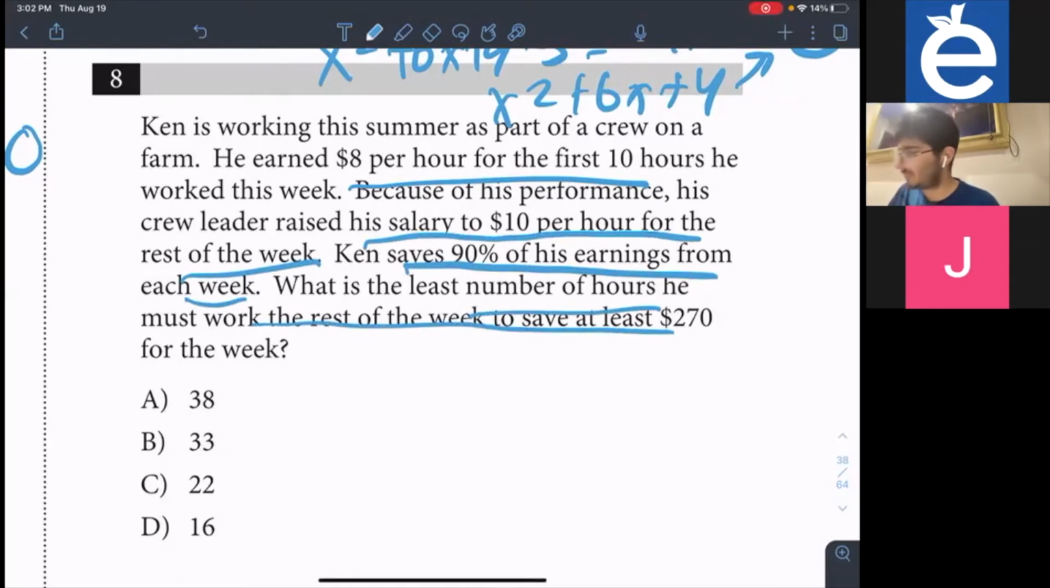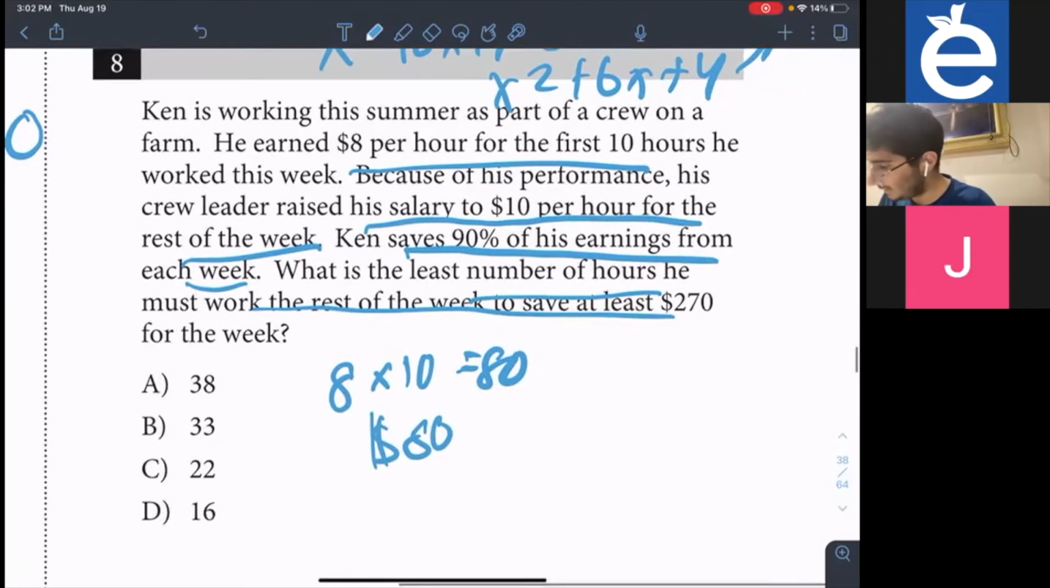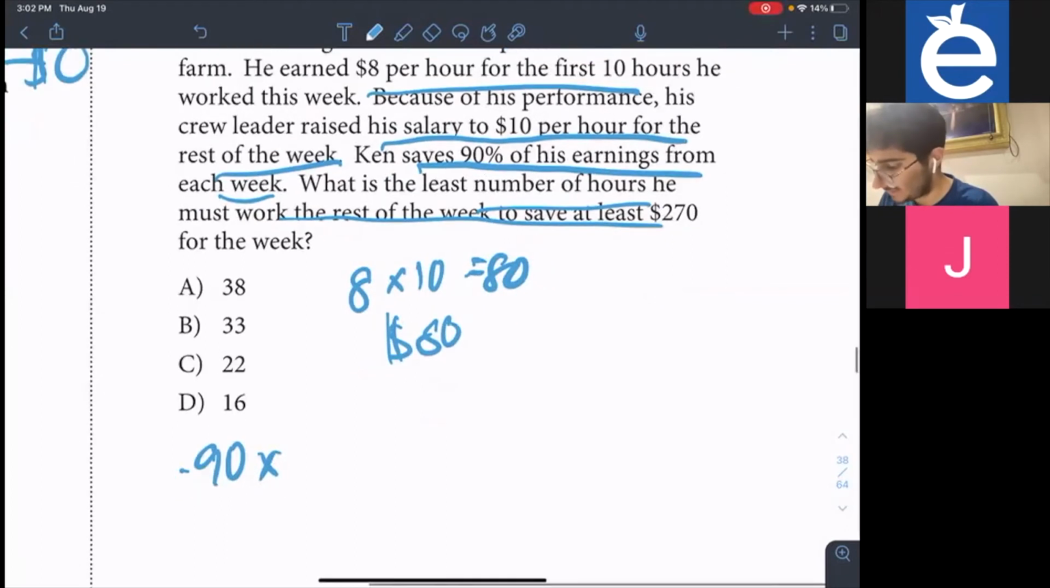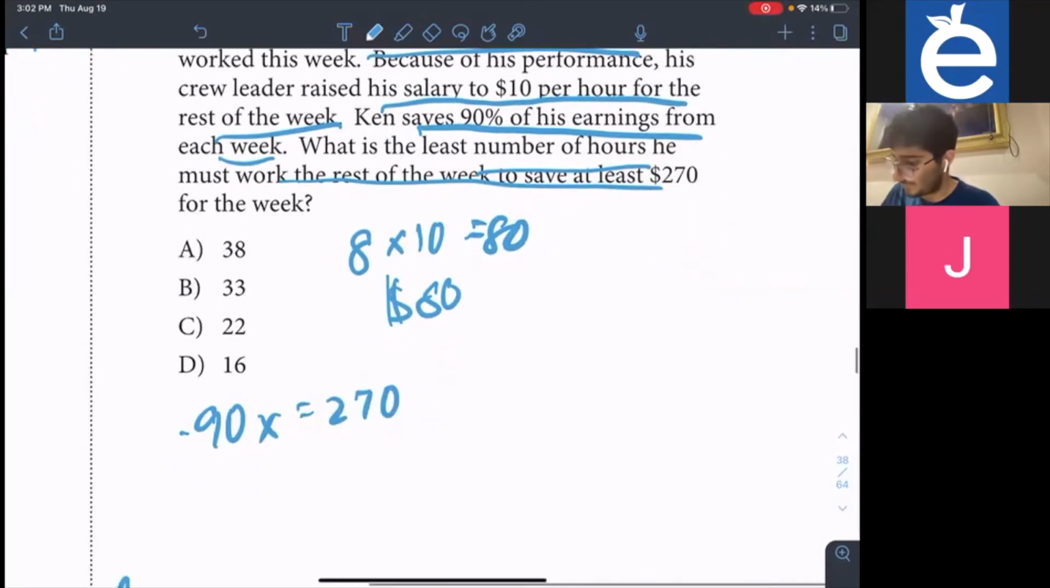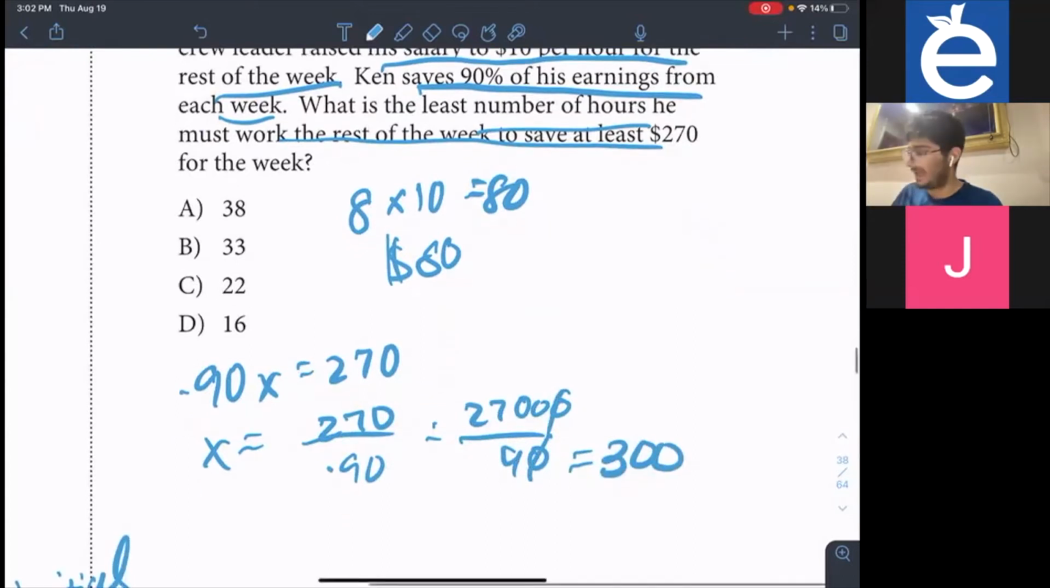So first we have to know that he earned $8 per hour for the first 10 hours, which is 8 times 10, $80. And then the crew leader raised his salary to $10 per hour for the rest of the week. And then Ken saves 90% of his earnings from each week. So it'd be 0.90x, because it's 90%, is equal to 270. So x is going to be equal to 270 over 0.90, or 270, add the 2 zeros, and then divide by 90. And then you get 300 as the x value.